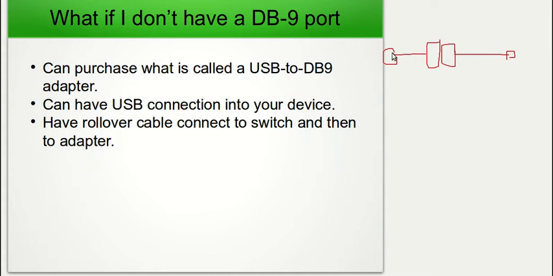The USB connection would plug into your laptop or your computer, and the RJ45 connection end would plug into your router or your switch, into the console port of your device. This allows us to connect to the console port of a device with a rollover cable and a USB to DB9 adapter when our own PCs and laptops don't support a serial connection.